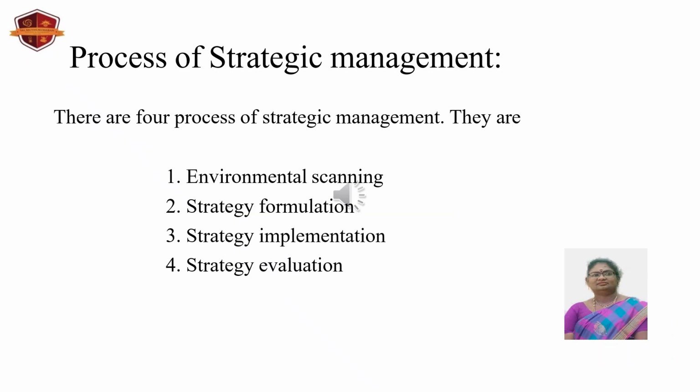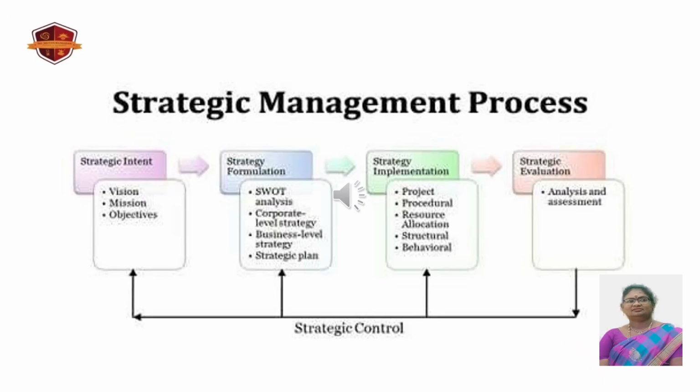Now we'll see about the various processes of strategic management. The major four processes of strategic management are involved. One is environmental scanning, and the next one is strategic formulation. Next is strategic implementation and strategic evaluation. The strategic management process involves various aspects.